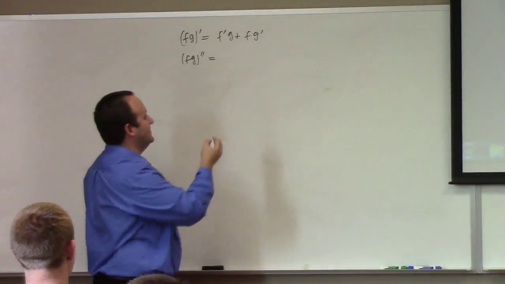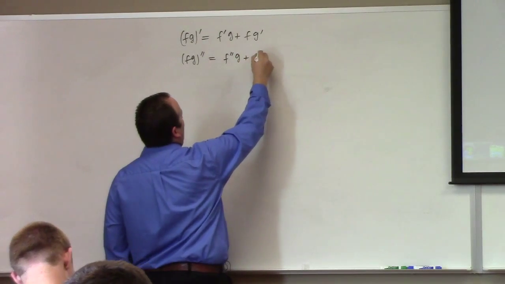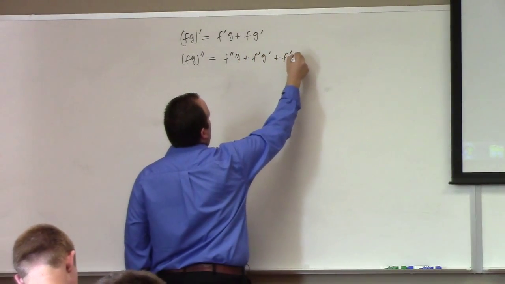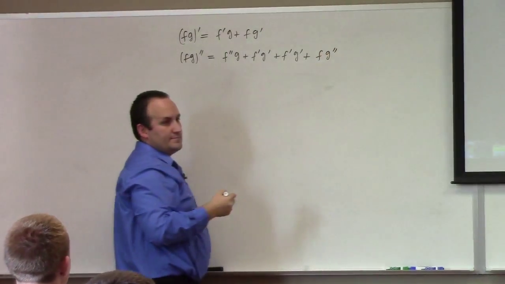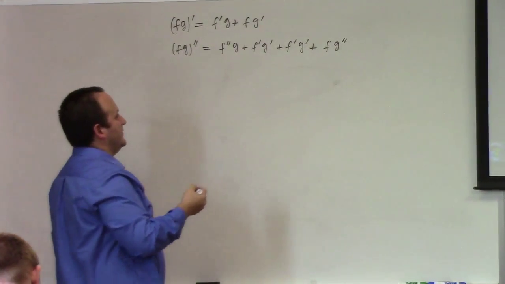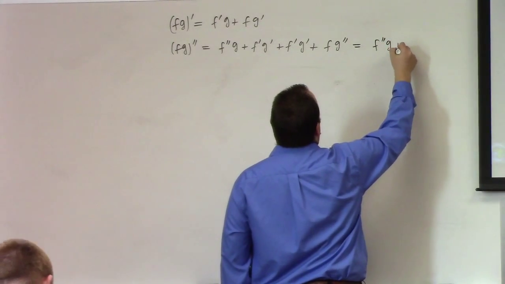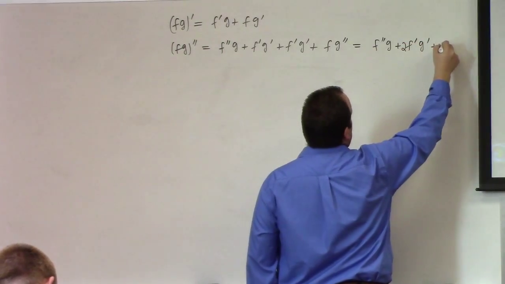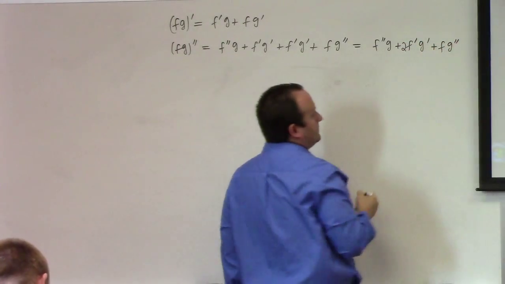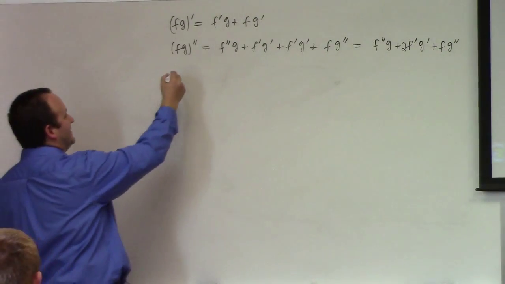Ever think about that? It's the derivative of f prime prime g plus f prime g prime plus f prime g prime plus f g prime prime. Which, of course, we can rewrite as f prime prime g plus 2 f prime g prime plus f g prime prime. How about 3?